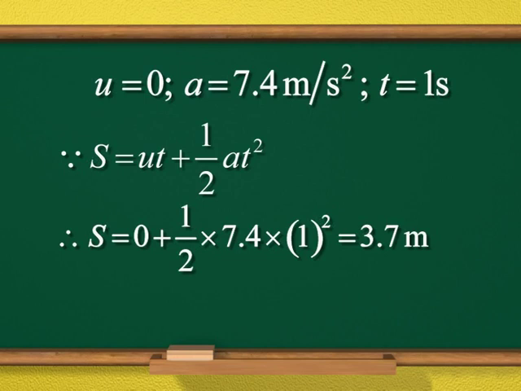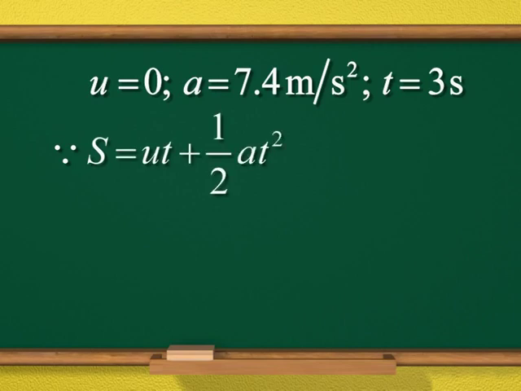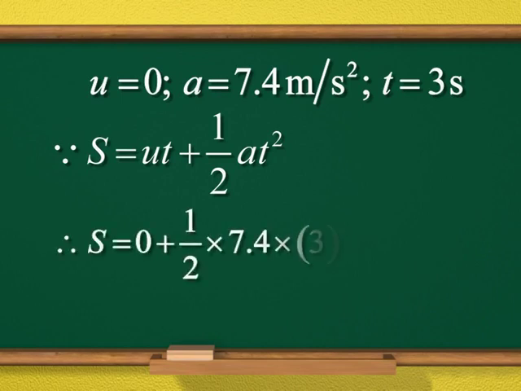Let us continue with the same problem. How far would it travel in 3 seconds? For t equal to 3 seconds, we substitute the given values in the position-time relation, which gives distance s equal to 0 plus half of 7.4 into 3 square, which is equal to 33.3 meter.